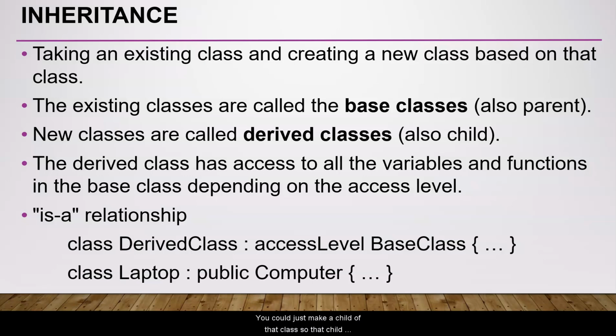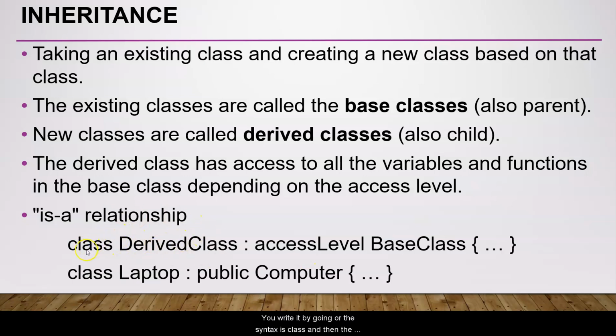You could just make a child of that class. So that child inherits everything the parent has. It gets all the same variables, all the same functions, all of that. But then you could add the one or two things that are different with that specific class, that new class that you want to build. So it's usually called an is-a relationship, and I will give you some examples.